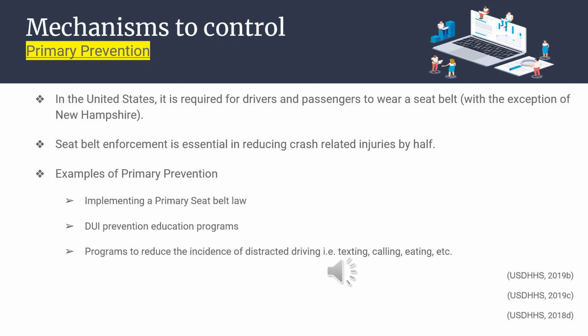And then another example is a DUI prevention program. There are still high amounts of accidents being caused by people driving under the influence of alcohol, cannabis, or other drugs. Last but not least are programs dedicated to reduce the incidence of distracted driving, such as texting, calling, eating, and so forth.